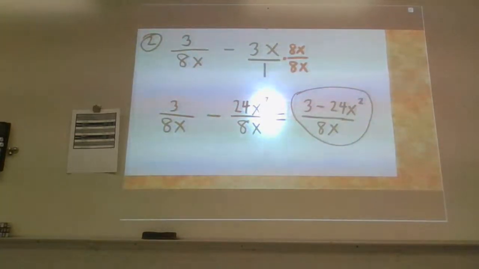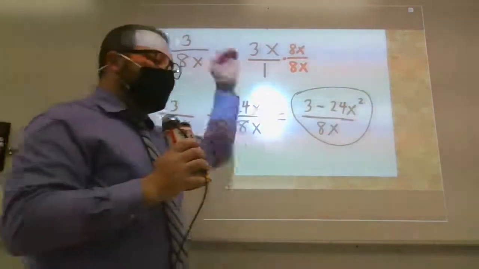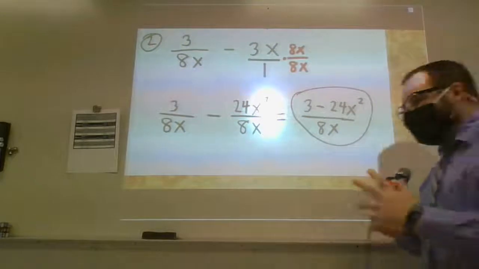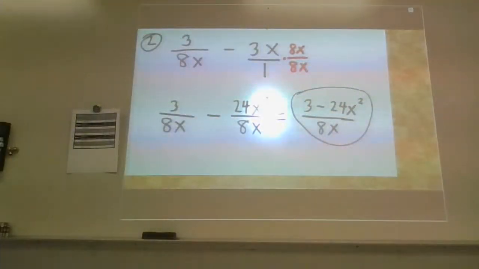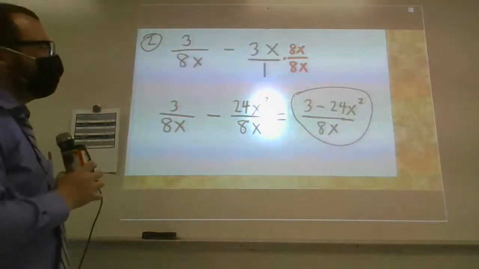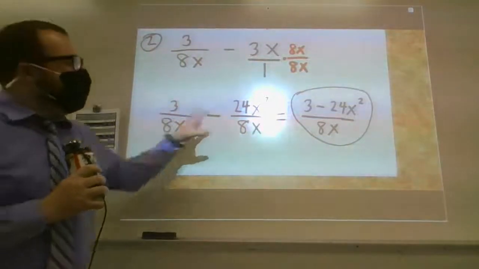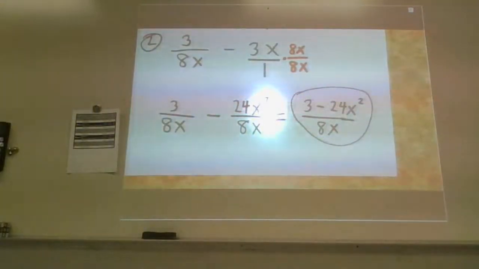Not every problem is created equal. What you need to ask yourself is, what is the denominator missing? Is there a way that I can multiply something by the denominators in order to force them to be the same thing? In this case, it was just a 1, so I was like, oh, that's easy. Yeah, cool. Multiply 8x over 8x. That forces the denominators to be the same. Then I can clean up the numerator. That's your objective. Figure out a common denominator. Multiply to force it. Clean up the numerator.